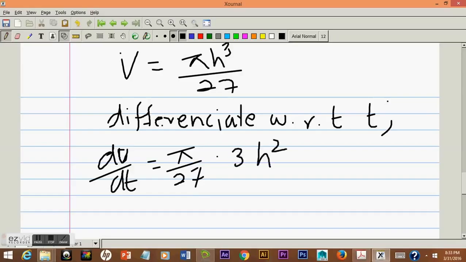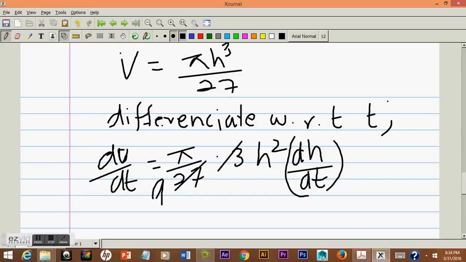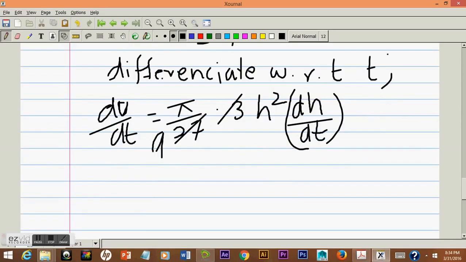Then 3h squared into dh/dt. We are differentiating h with respect to h, and then differentiating h with respect to t. Then with further simplification we will get pi/9 h squared into dh/dt.